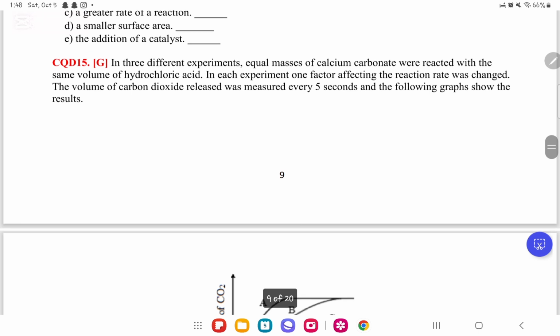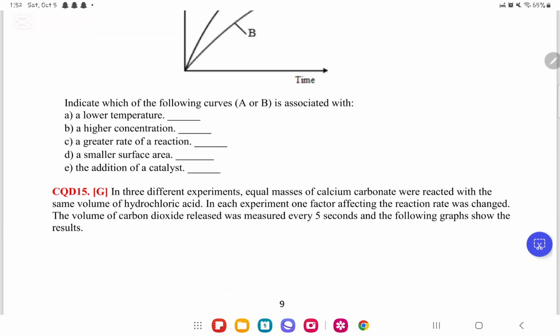Now, CQD number 15. In 3 different experiments, equal masses of calcium carbonate were reacted with the same volume of hydrochloric acid. In each experiment, one factor affecting the reaction rate was changed. The volume of carbon dioxide released every 5 seconds was measured, and the following graphs show the results. Here it's not clear which one is the excess and which one is the limiting, but we have equal masses of calcium carbonate reacted with the same volume of hydrochloric acid.